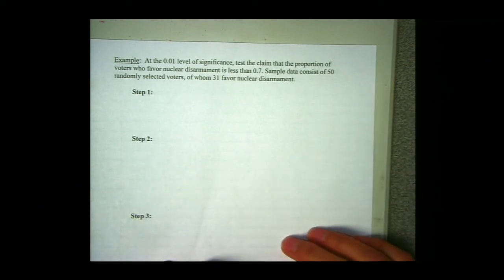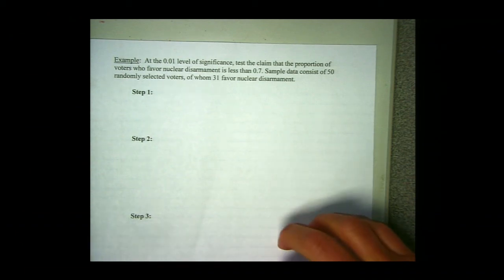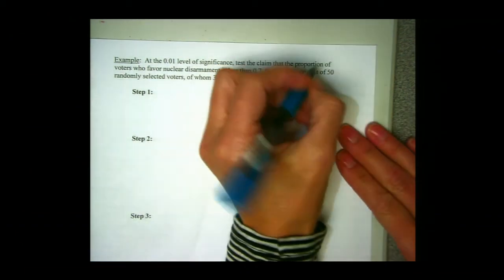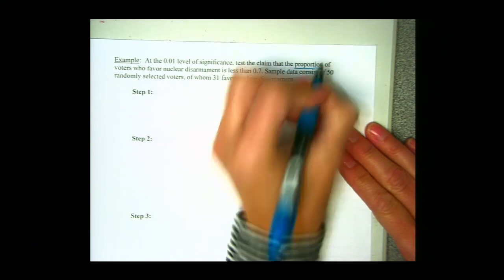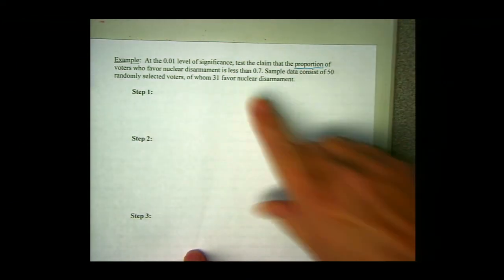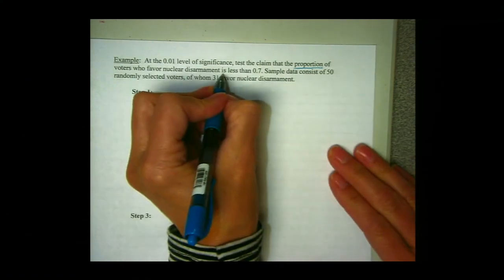At the 0.01 level of significance, test the claim that the proportion, so we know we're talking about p, of voters who favor nuclear disarmament is less than 0.7. They give us sample data consists of 50 randomly selected voters, of whom 31 favor nuclear disarmament.